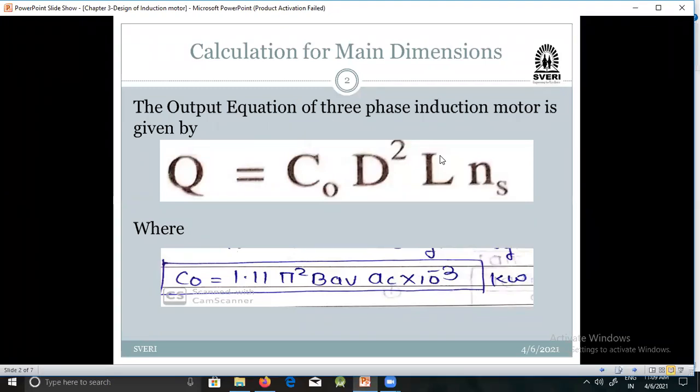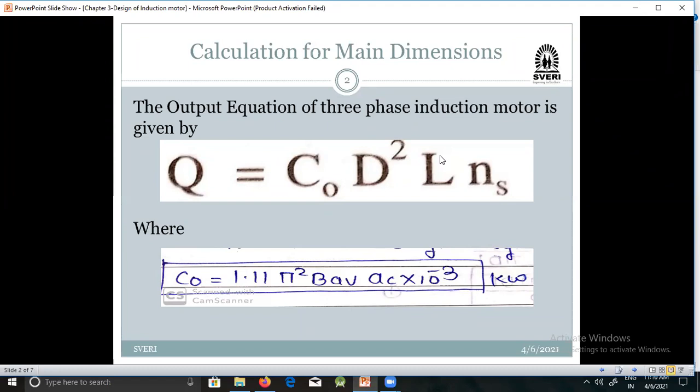So how to find out the value of C0? C0 is equal to 1.11 pi square B average into AC into kW into 10 raised to minus 3. I have written kW purposefully at the last. Okay. Now whenever you are going to solve the example, at that time the value of output coefficient is directly given to you.